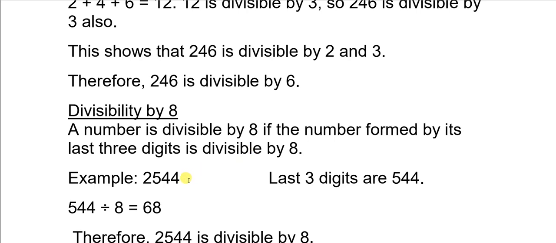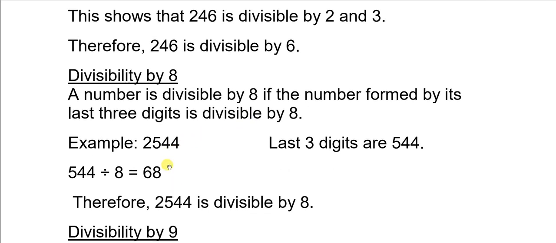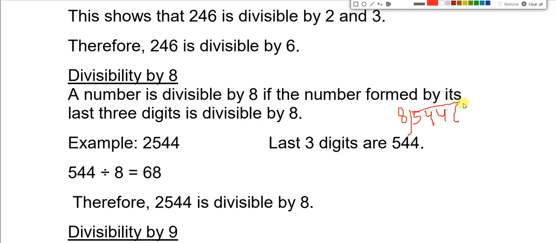So here you can see the last 3 digits, 544, are divisible by 8. How is it divisible by 8? The remainder comes to 0. When you divide 544 by 8, 8 sixes are 48. So 54 minus 48 will be 6.